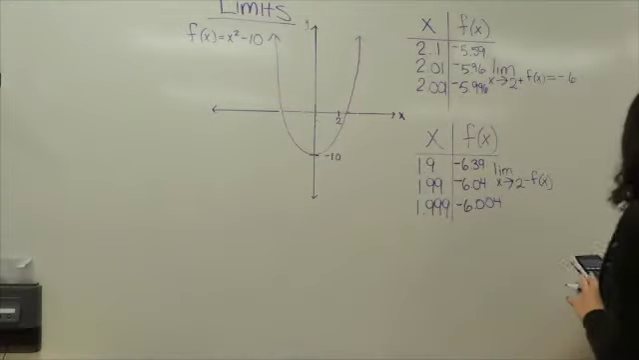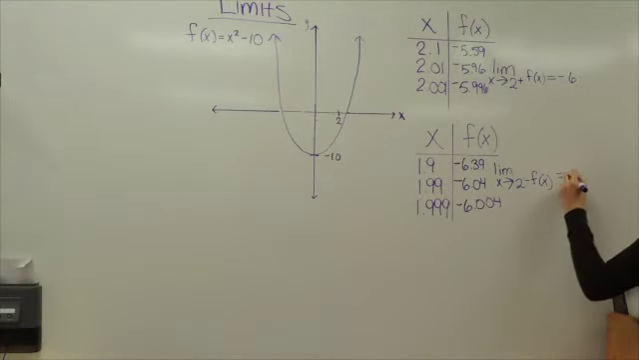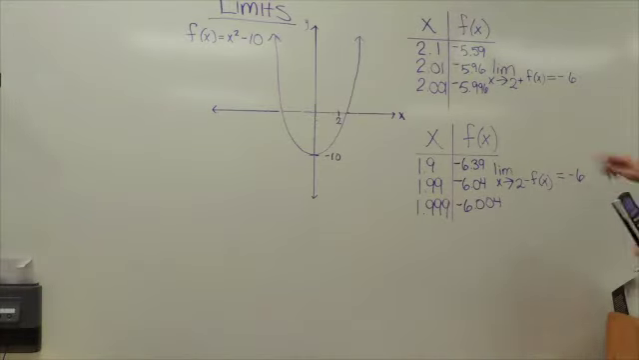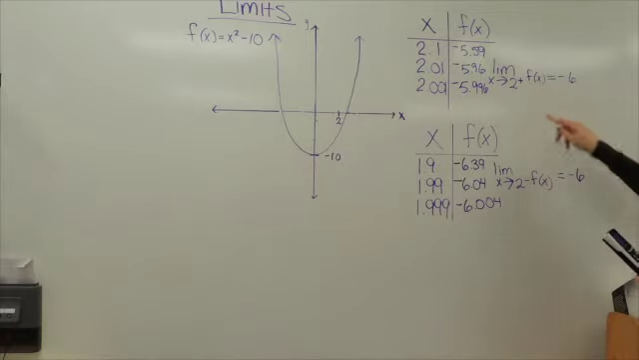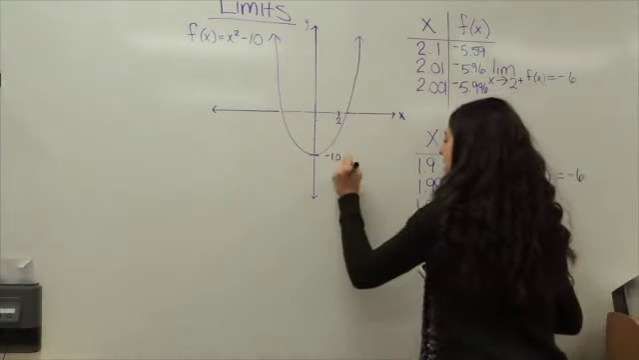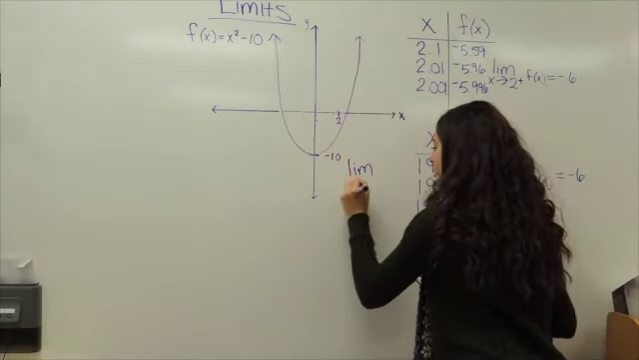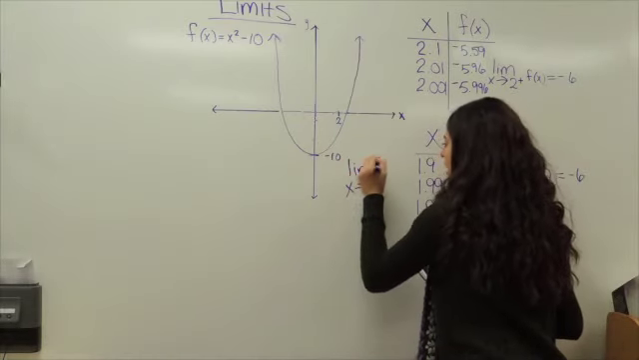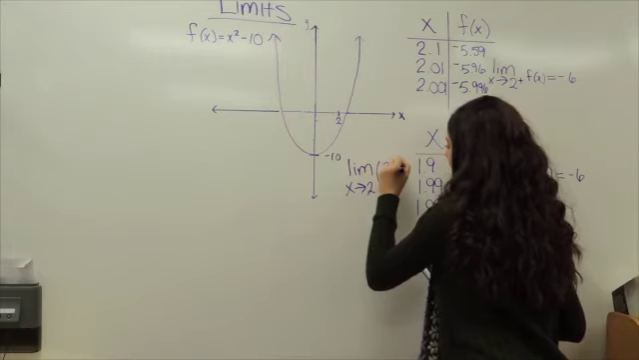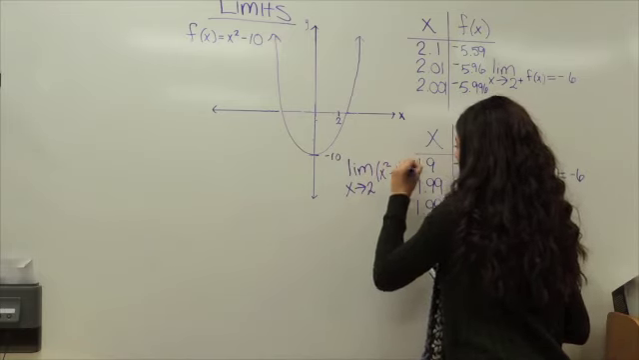So as you can see, this side is also approaching negative 6. Since the limit as x approaches 2 from the right and the limit as x approaches 2 from the left are both negative 6, you can say that the limit as x approaches 2 of x squared minus 10 equals negative 6.